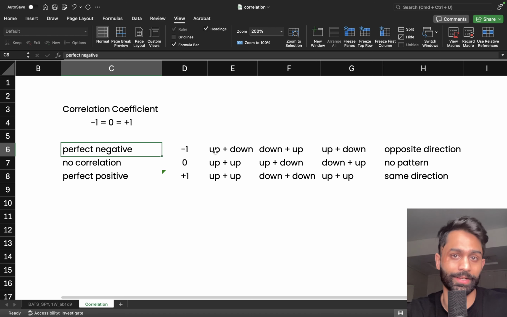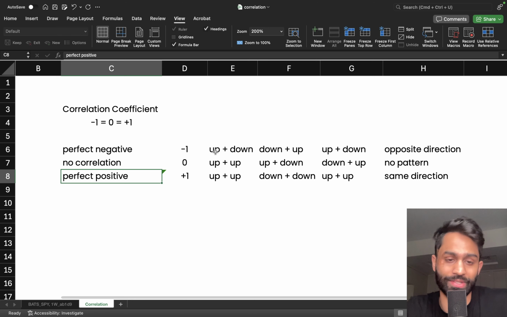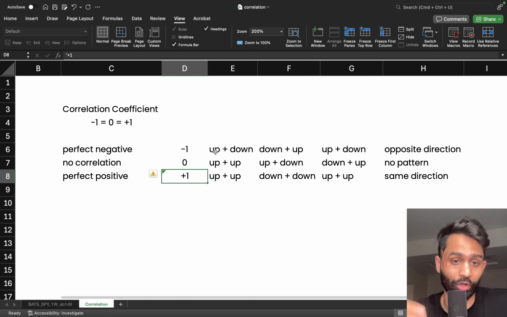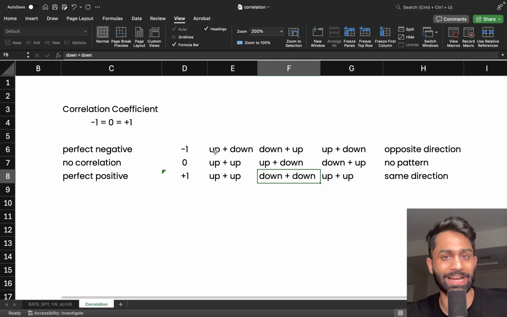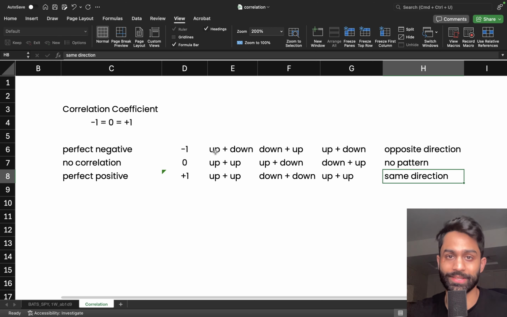So bond prices and treasury yields move in inverse to each other. When one goes up, the other one goes down, right? So when TLT goes up, the treasury yield goes down, and vice versa. A perfect positive correlation is going to be +1 or close to +1. That means when one asset class goes up, the other one also goes up, right? So up and up, down and down. When one is going down, the other one's going down, and they're both moving in the same direction.